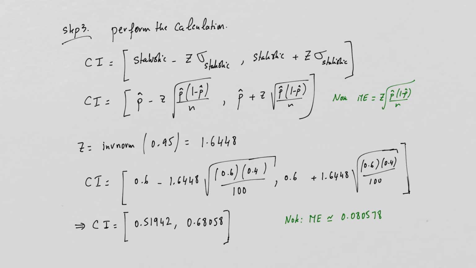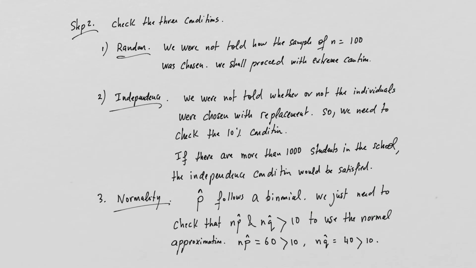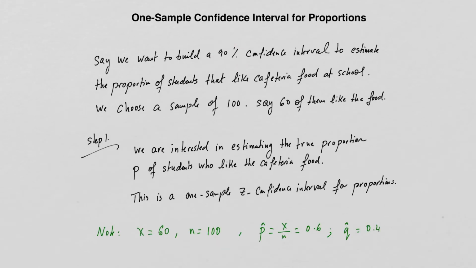And so what do we need? We need p hat, which we do have. We have n. The only thing we don't know is z. So to calculate this interval, we need z. To find the location called z, you have to do inverse norm of my area. We want to be 90% confident.